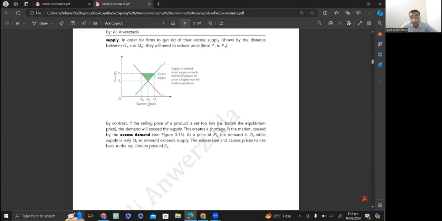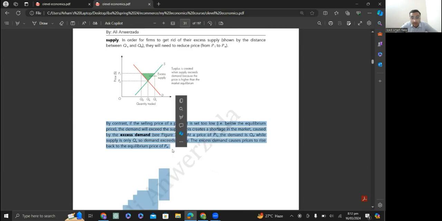On the other end, if the price of the commodity is below the market equilibrium, there will be an excess demand, which will be the opposite of this, which can be this area. This area will show the excess demand, where there will be higher demand and lesser quantity supplied. So whenever the quantity demanded is greater than the quantity supplied, this will lead to excess demand. It is very clearly mentioned over here as well. You can read it over here.